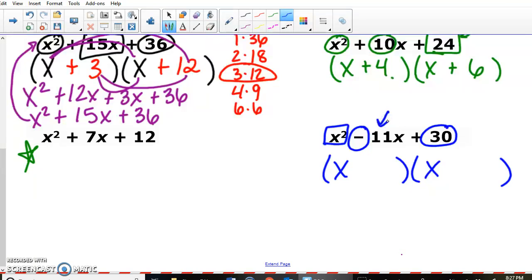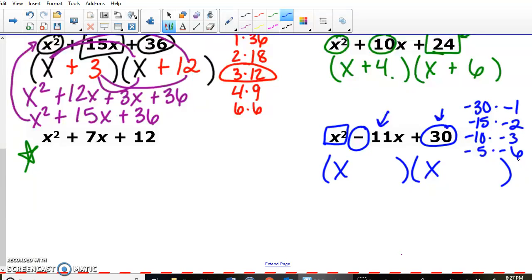So that means I am going to need some negative factors of 30. Both of my factors need to be negative, because when I take a negative times a negative, that gives me my positive 30, but when I add those together, they leave me with a negative number still. Okay, so I could do negative 30 times negative 1. I could do negative 15 times negative 2. I could do negative 10 times negative 3. And I could do negative 5 times negative 6. All of those multiply to give me a positive 30 since they're both negative.